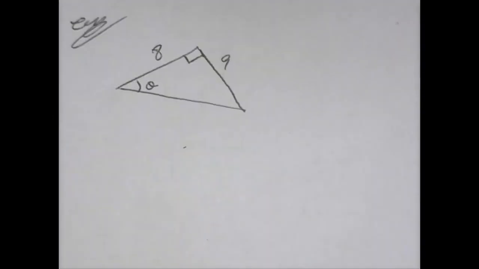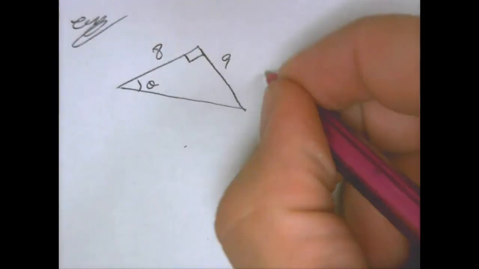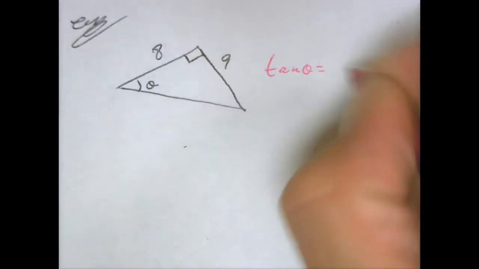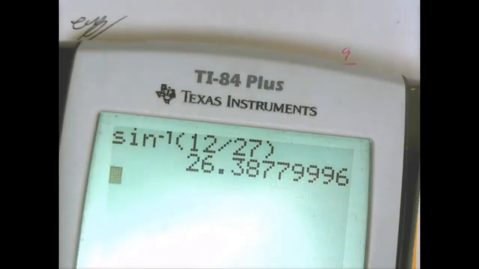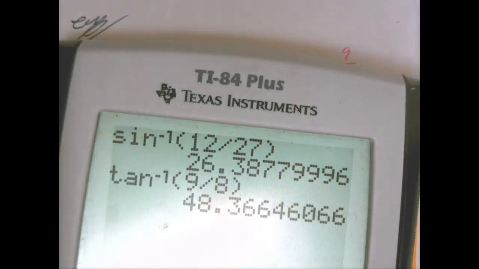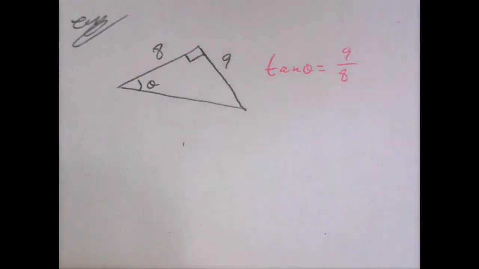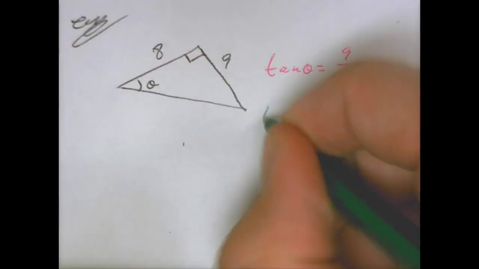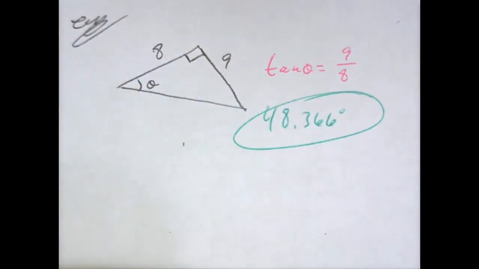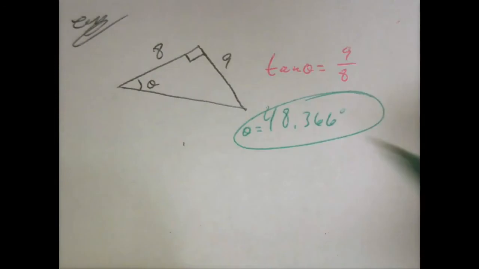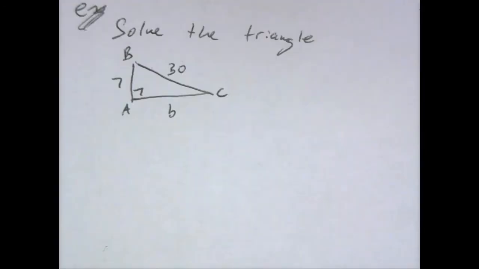Yay. All right, doing the same thing here as we were in the last one, except this time I'm given my opposite and my adjacent, so I can say tangent of my angle is opposite over adjacent, and then just do tangent inverse in my calculator. I think it was 9 over 8, and then it is 48.366. Yeah! 48.366 degrees. Theta equals.